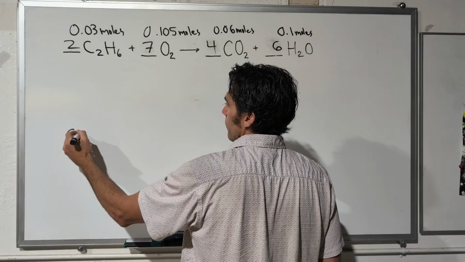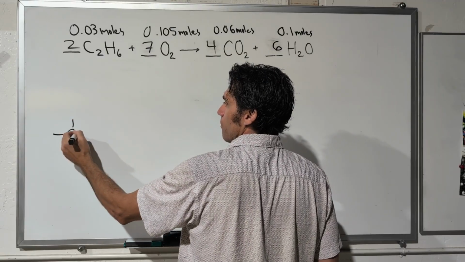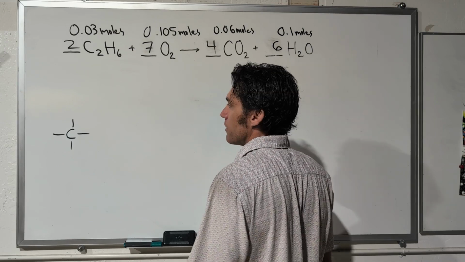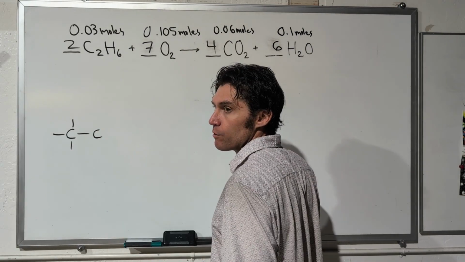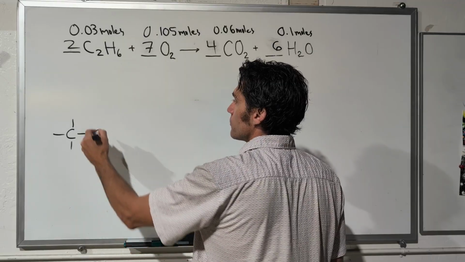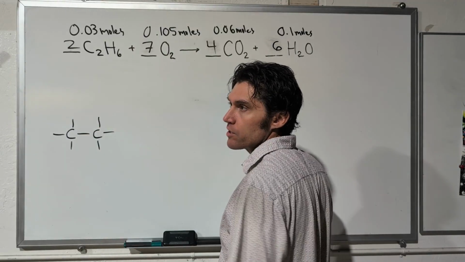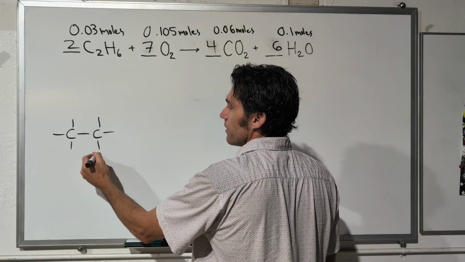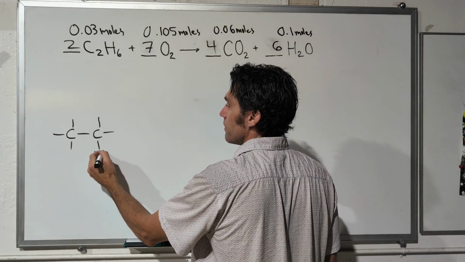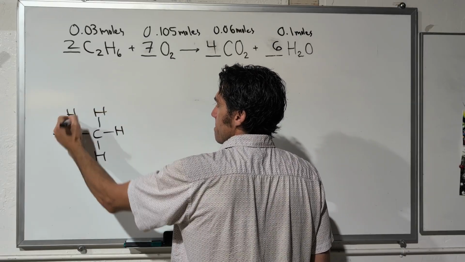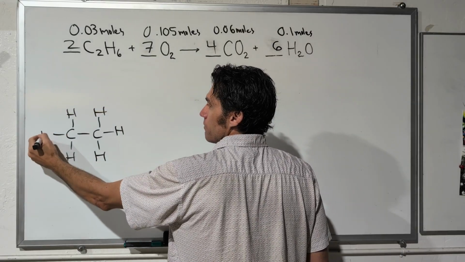C2H6. Remember, carbon forms 4 bonds because it's 4 electrons away from having an octet. It's a non-metal, so it's going to form covalent bonds. And you know that hydrogen forms 1 bond because it's 1 electron away from having an octet. So that molecule looks like that. We put a lot of time into drawing molecules.